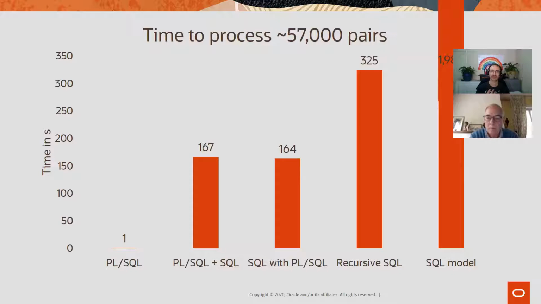So those two solutions came out about the same, which to me at least is kind of unsurprising, as they're doing the same kind of work. They're really doing the same number of context switches. They're just doing them in a slightly different order. So about 2.5 minutes for those.